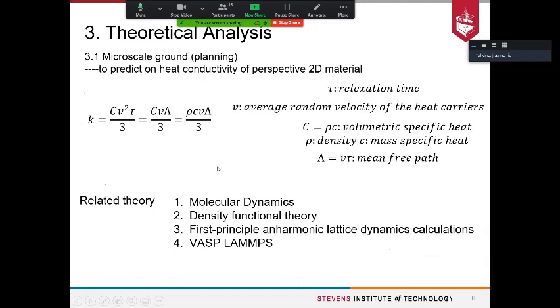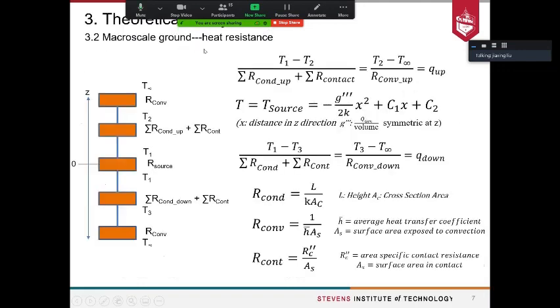And after this, we come to the macro scale model, which is built on the heat resistance. So here is an abstract model of the heat generator and the heat dissipation. From here, you can see in the Z direction, there are 2 different paths. The first is the upward path. The second is the downward path. And in each path, there is a constant heat flux. And with it, we can get this equation.